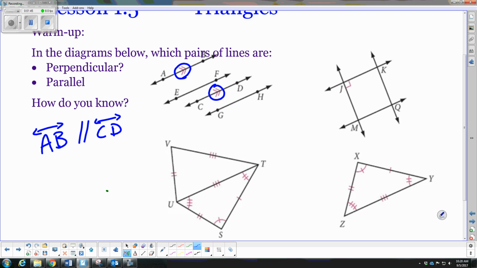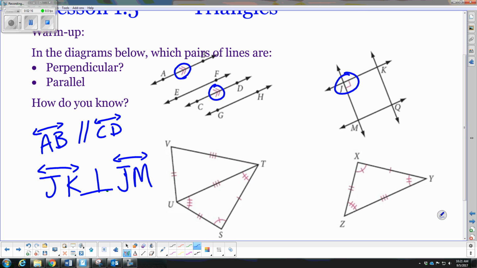Perpendicular lines, you can conclude that JK is perpendicular to JM because they intersect at a 90-degree angle, and we have the marking to show that. Line JK is perpendicular to line JM. Now, as of now, we don't have any theorems that tell us any of those other lines in that diagram are perpendicular.